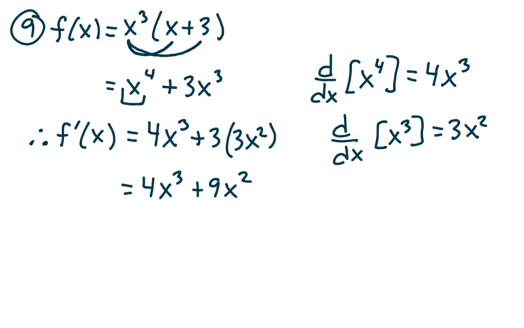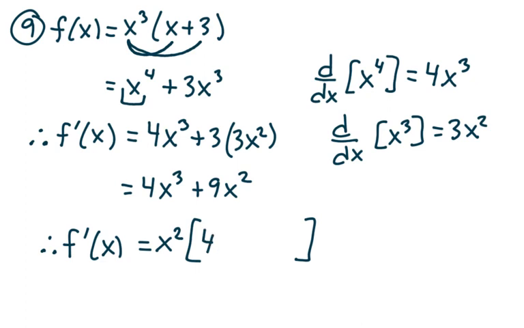Now, a good exercise is the following. We can take f prime of x and write it as follows. So I'm going to factor out an x squared, and then what I have left in parentheses is 4x plus 9. So we're working backwards. And that's how you do number 9.